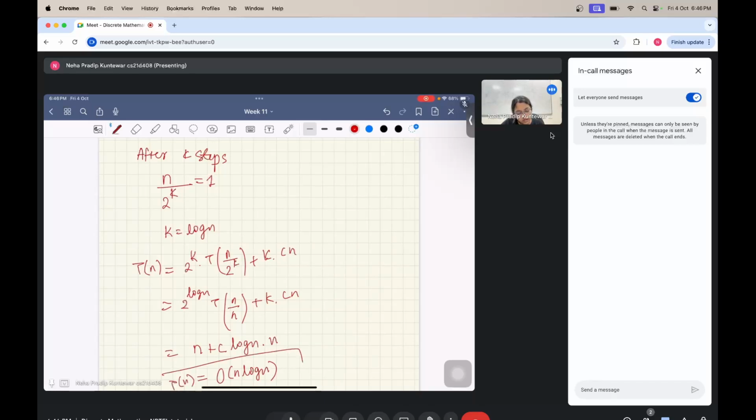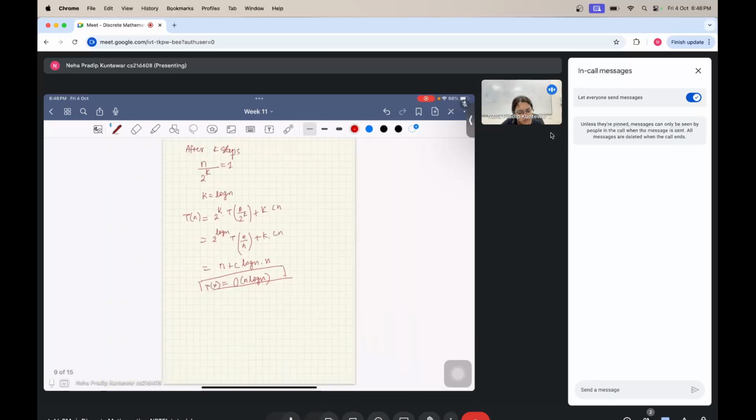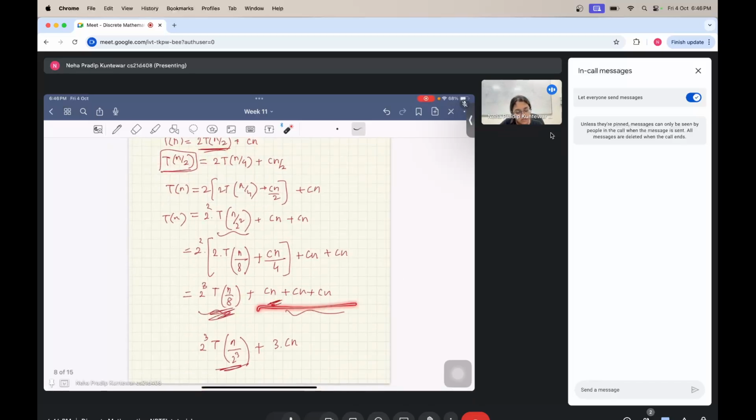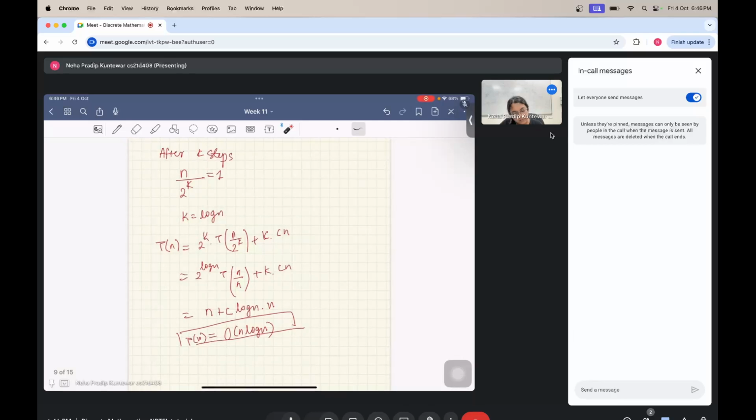So this is the solution. This is how you solve the recurrence relation. What we did is you basically started expanding this and collecting the terms here, and then you observe this relation, and therefore this is what you get.